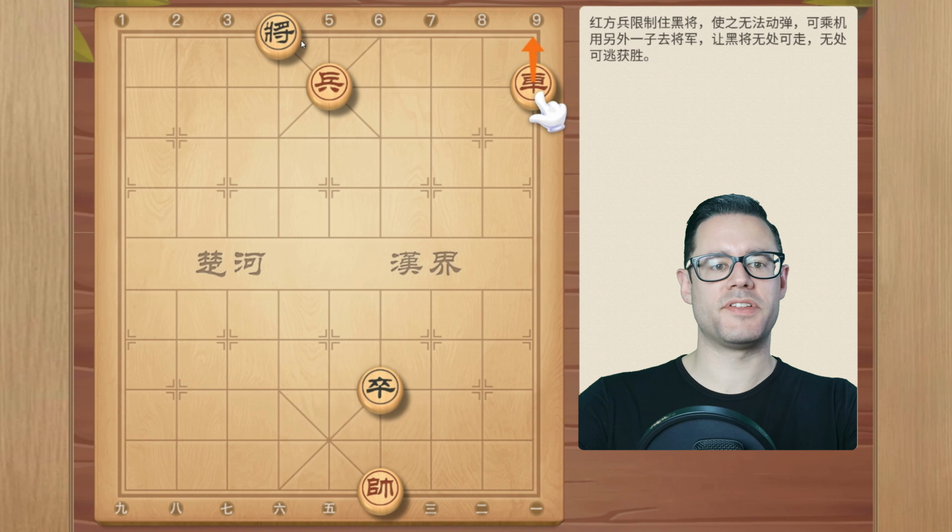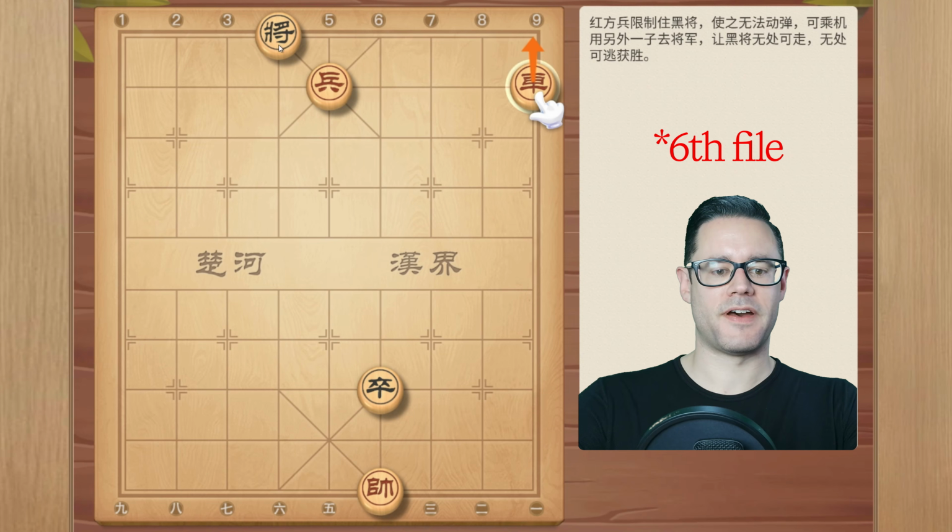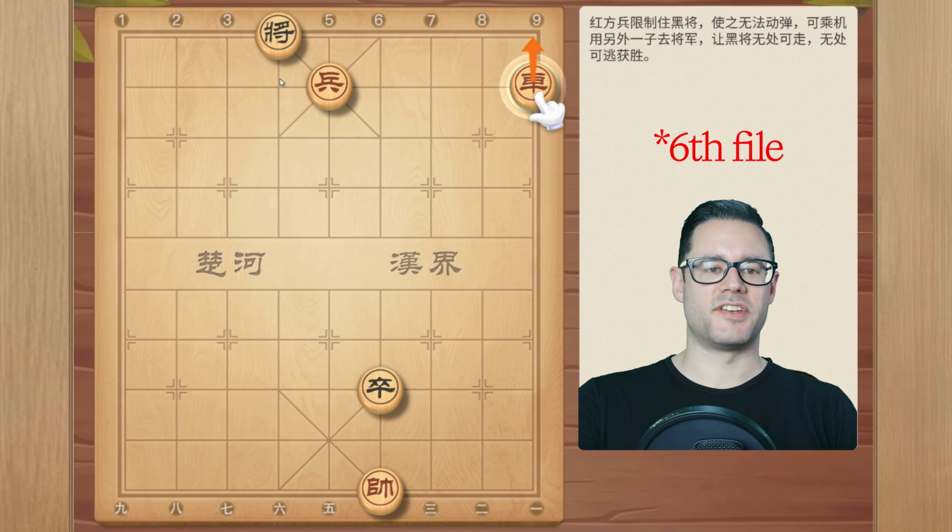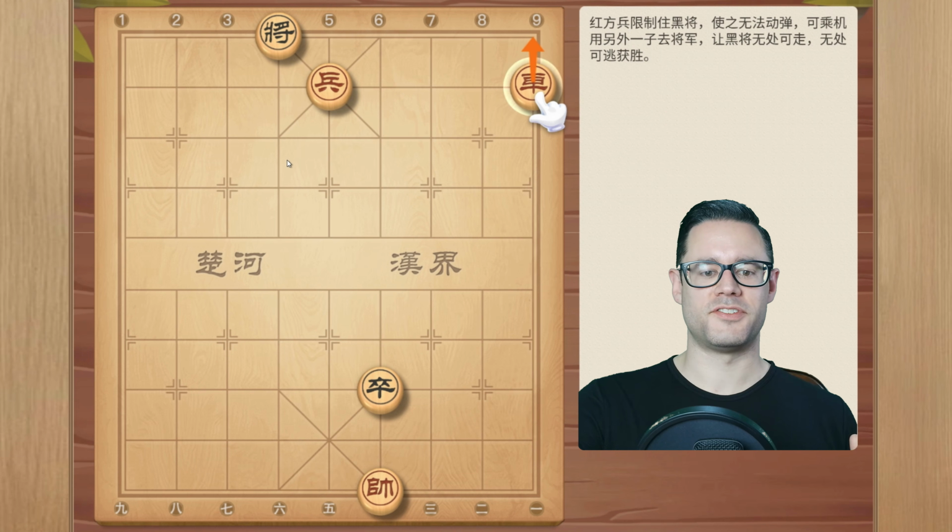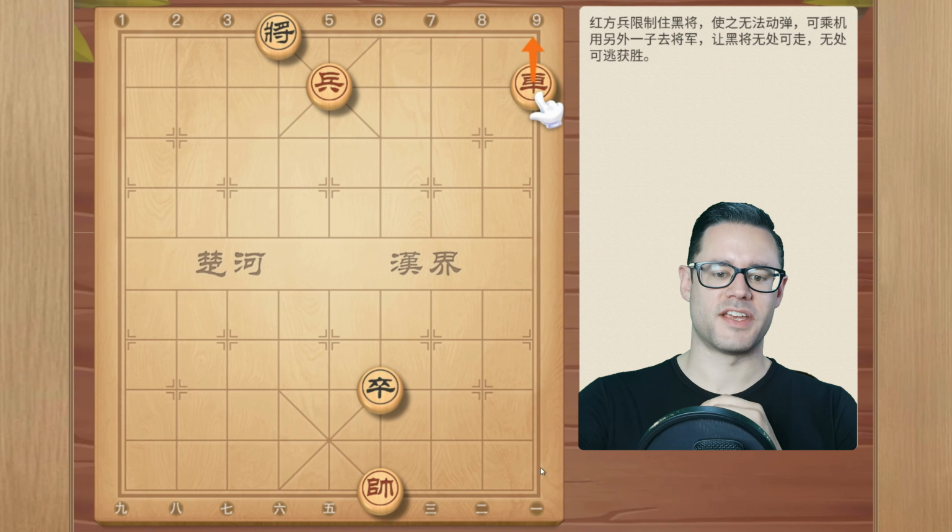We have the opponent's general on the 5th file. And I should mention, just in case you're getting confused when I'm talking about the file numbers, we'll talk about the notation at the end of this tutorial. But in Xiangqi, the file numbers are actually different between the red side and the black side. So no matter which side you're playing, the files or the vertical lines are numbered from 1 to 9, with 1 always being on your right side.